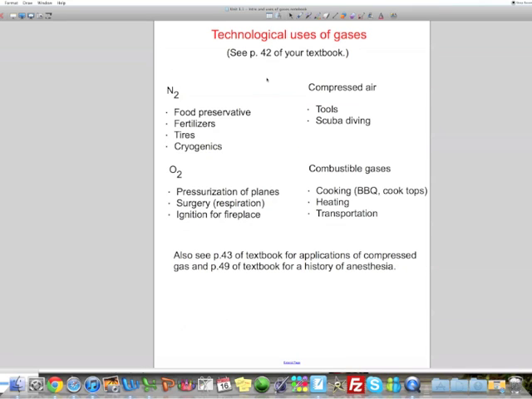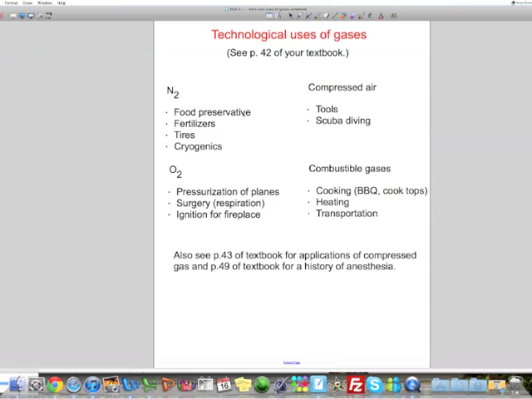Next, other technological uses of gases. By the way, on page 42 of your textbook, you'll have a whole list there. You don't need to know them necessarily by heart. This is more common knowledge or just extra knowledge for you if you're interested. Here are important or common ones.